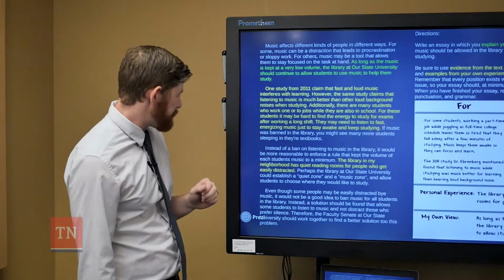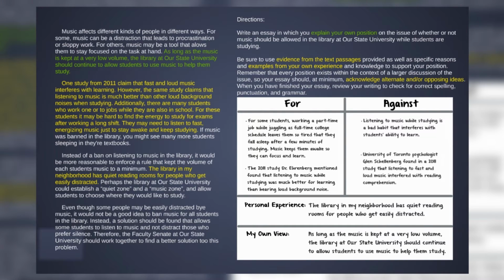So we'll say this. Even though some people may be easily distracted by music, it would not be a good idea to ban music for all students in the library. Instead, a solution should be found that allows some students to listen to music and not distract those who prefer silence. Therefore, the Faculty Senate at our state university should work together to find a better solution to this problem.